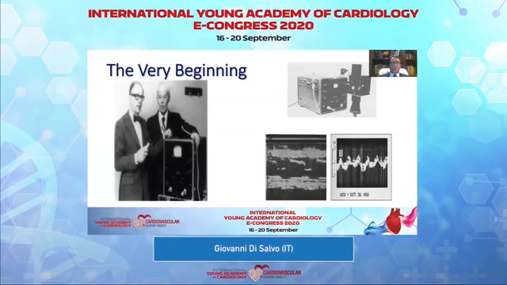Before starting, we need to remember from where we started, and this is the very starting point. Hedler and Hertz working together to apply for the first time ultrasounds to cardiology. And this is the first recordings and M-mode of the mitral valve. At that time, there was a greatest interest for the mitral valve because of the rheumatic heart disease. And you can see this very historical M-mode tracing of the mitral valve.